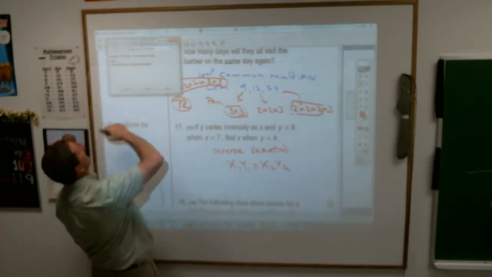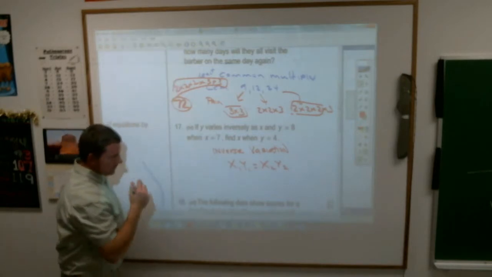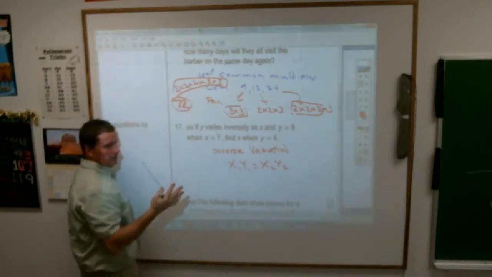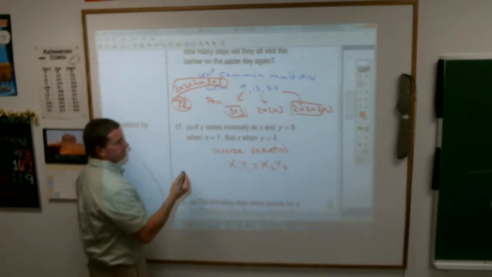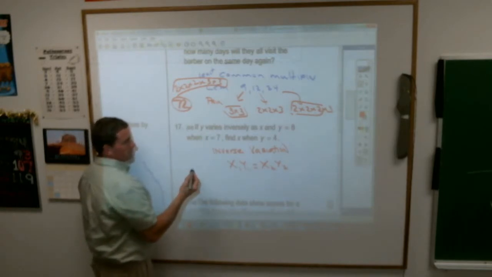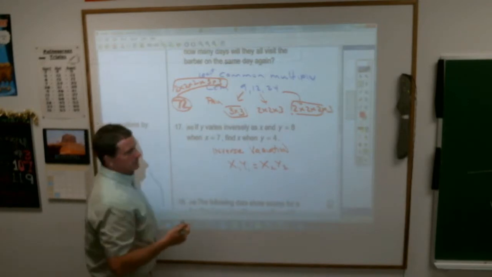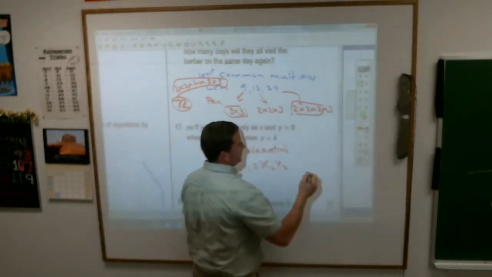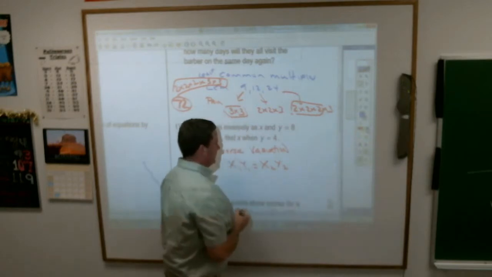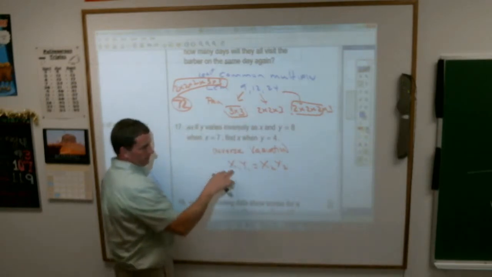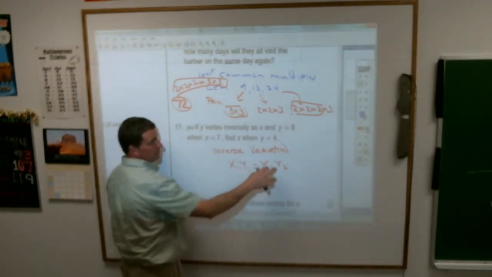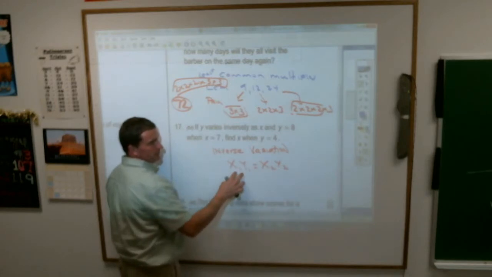What did we use to do inverse variation? Let's just do the thing here. Okay, that means this. And here's where, remember I said the letters don't mean anything, you don't do anything mathematically, they're just labels.